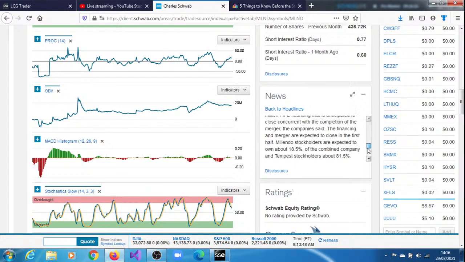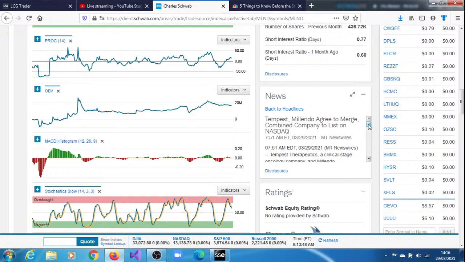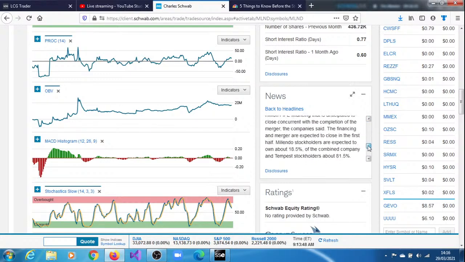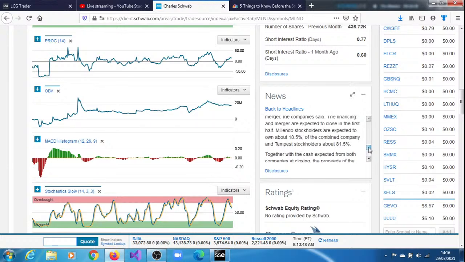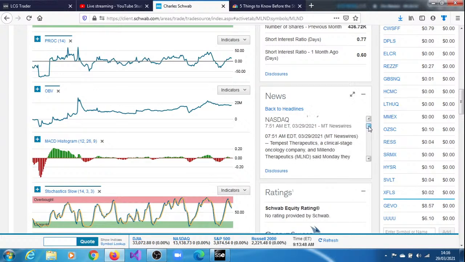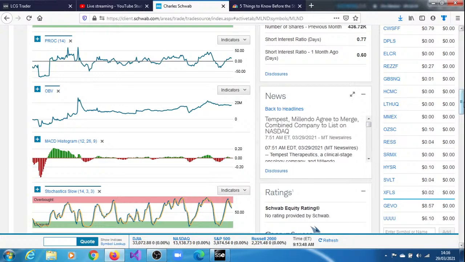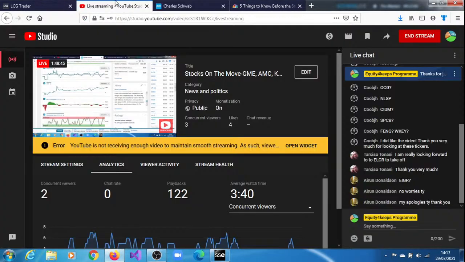So I guess maybe because Milendo stockholders are only getting 18.5% of the entire stock, maybe they have left, and did they jump into Tempest? Could it be that they're not happy and they're kicking off and dropping the stock?